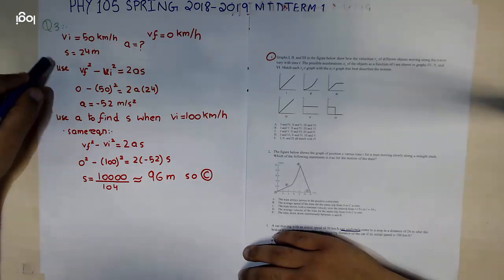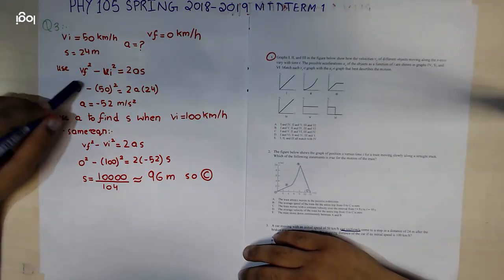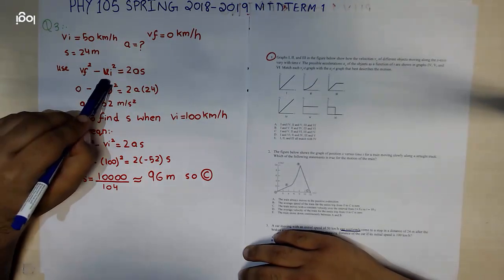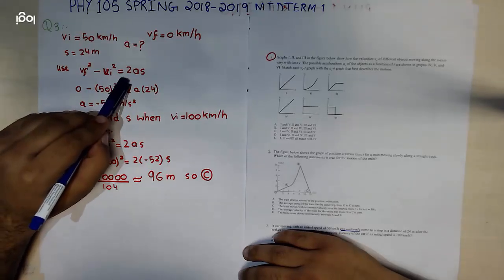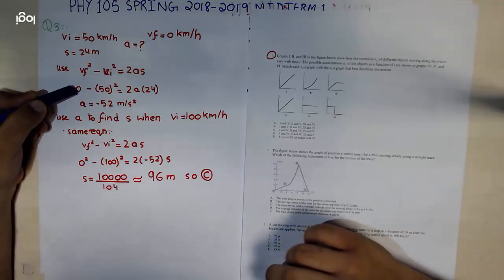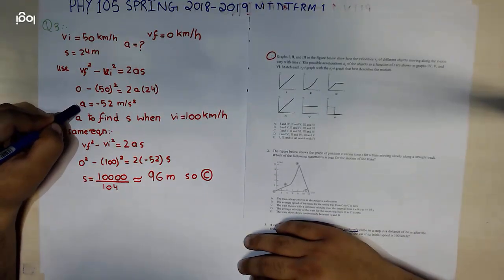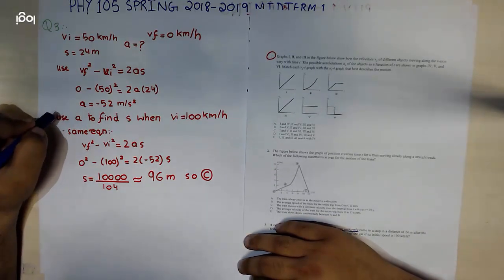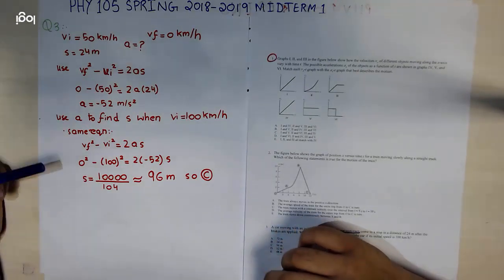So we'll use one of the most common equations here. This is v final squared minus v initial squared is equal to 2 times acceleration times stopping distance. Just plug in the numbers and you're going to find the acceleration to be minus 52 meters per second squared. So we now have the acceleration.